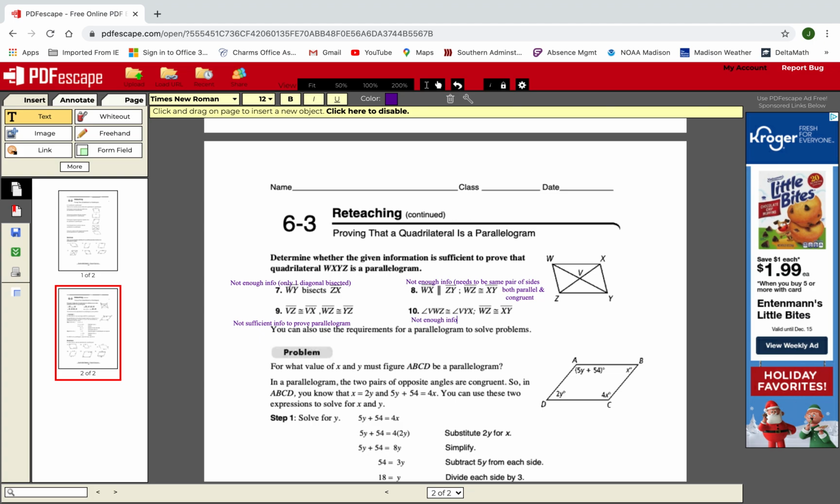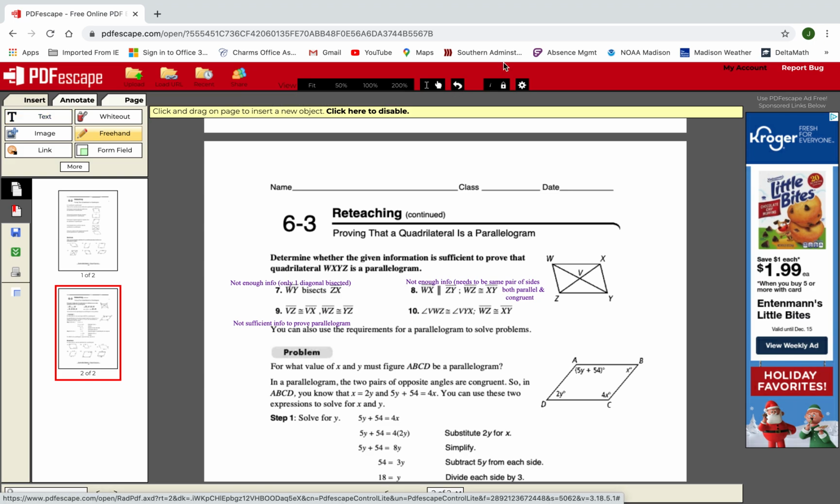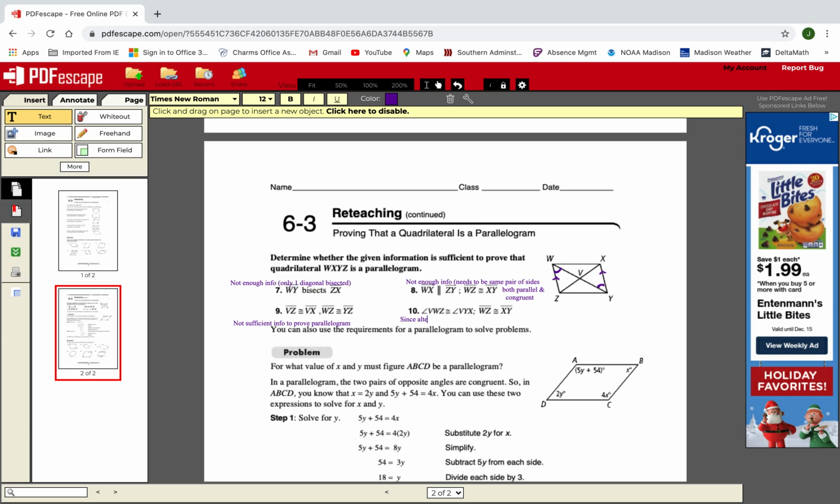I mean, there's all kinds of information that you can prove. You know what? I'm rethinking that one. If angle VWZ, and I'm going to mark this one, because there is something here that you can use. If angle VWZ, which is this angle right here, is congruent to angle VYX, which is this angle right here, those are alternate interior angles. When alternate interior angles are congruent, lines are parallel. So that tells us that WZ is parallel to XY. Okay, so yeah, this one's going to be a yes. Okay, so we need to make some notes here. Since alternate interior angles are congruent, lines are parallel.